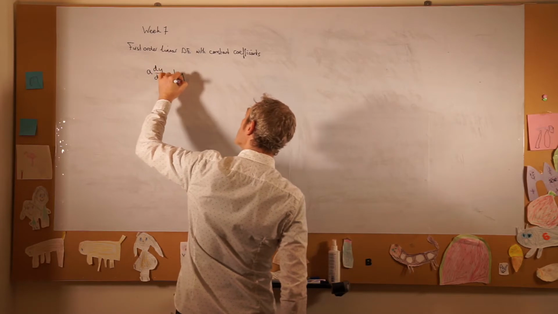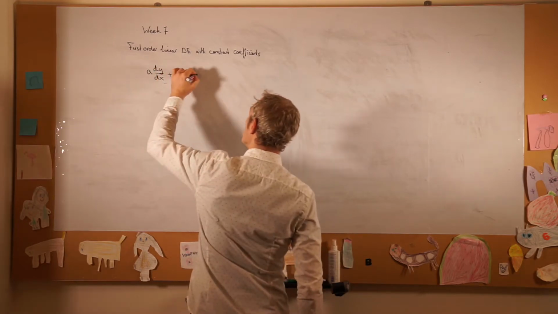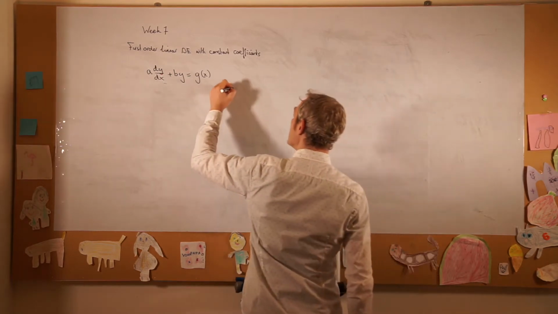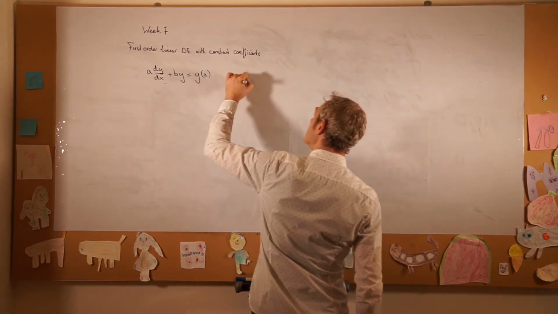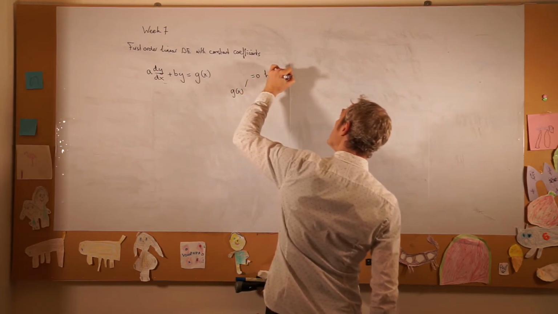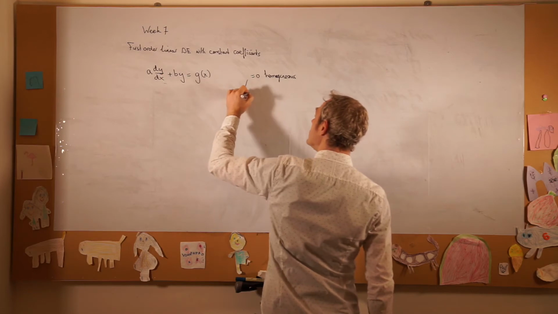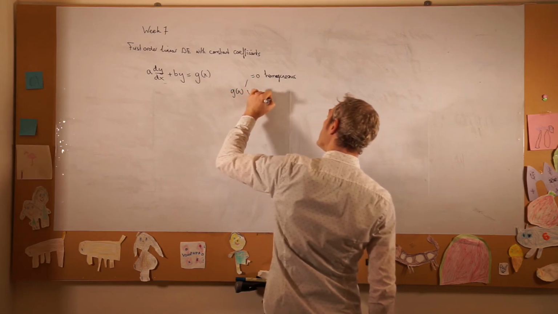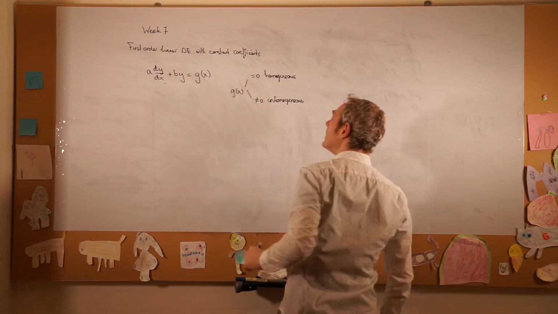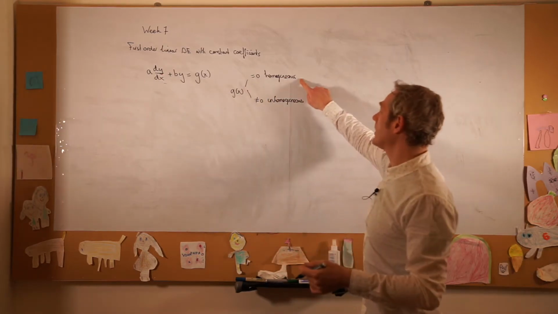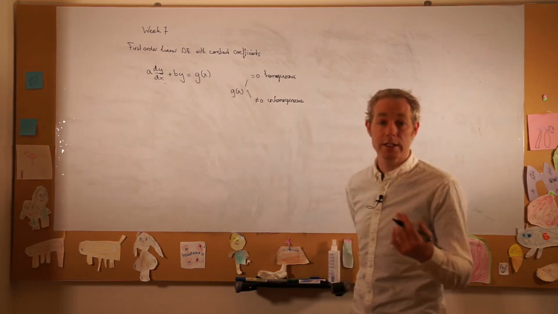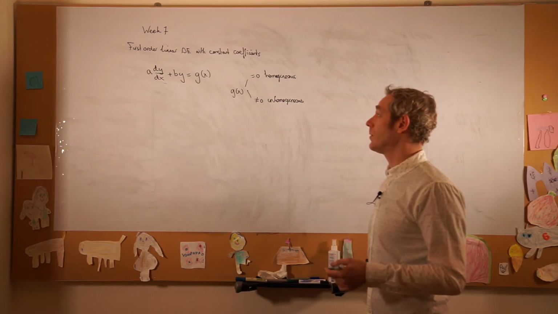plus b times y is equal to some function g of x, and if g of x is equal to 0, we call it homogeneous, and if it is not equal to 0, it is inhomogeneous. And for now we will be looking at homogeneous equations. In week 8 we will look at this case also for second order differential equations.